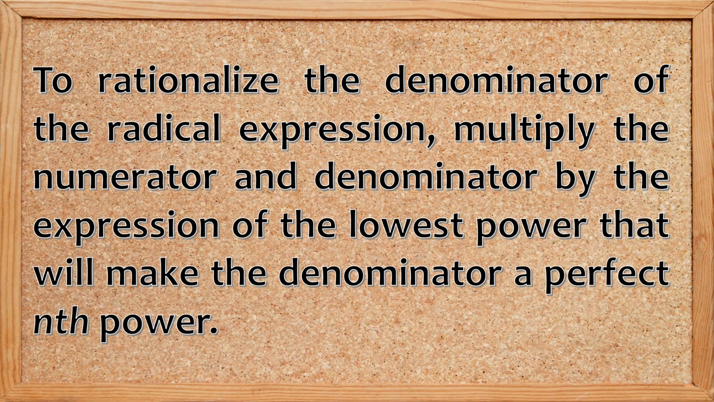To rationalize the denominator of the radical expression, multiply the numerator and denominator by the expression of the lowest power that will make the denominator a perfect nth power.